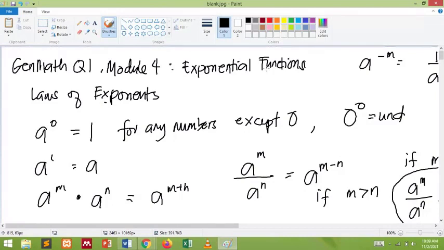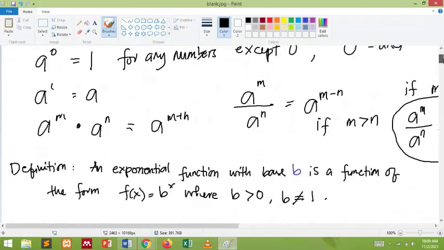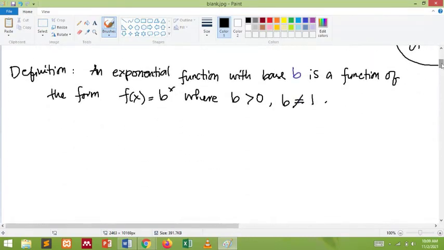Nakalagay din doon ang laws of exponentiation. So what is an exponential function? By theory, actually, any expression with an exponent can be an exponential function. But the technical definition is, an exponential function with base b is a function of the form f(x) = b to the power of x, where b is greater than 0 and b is not equal to 1.